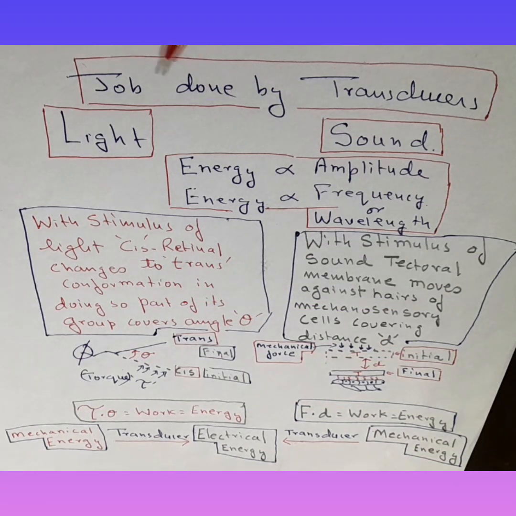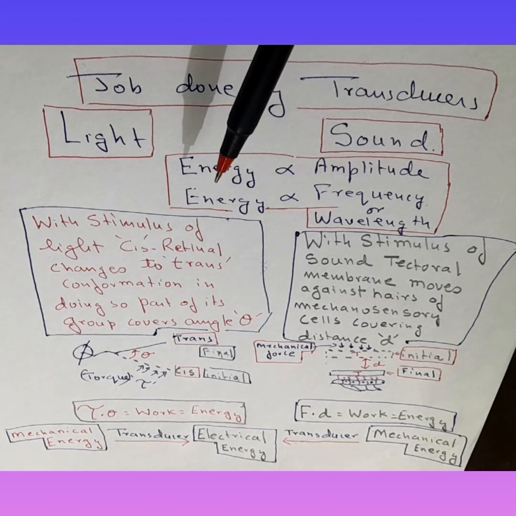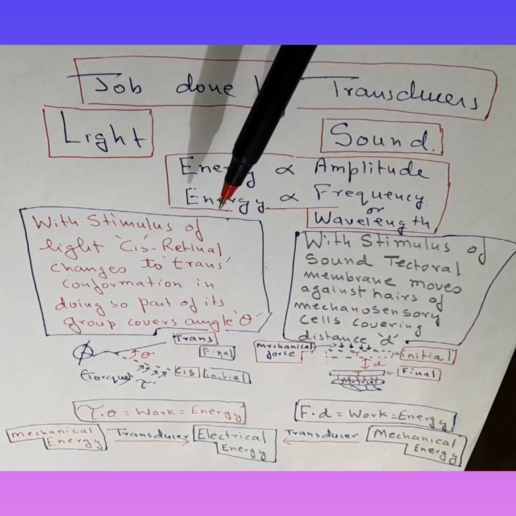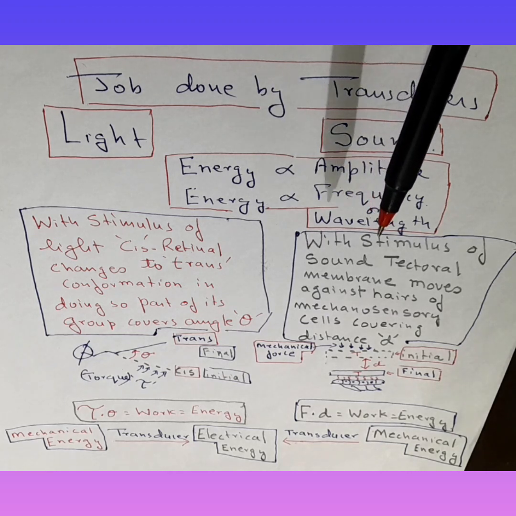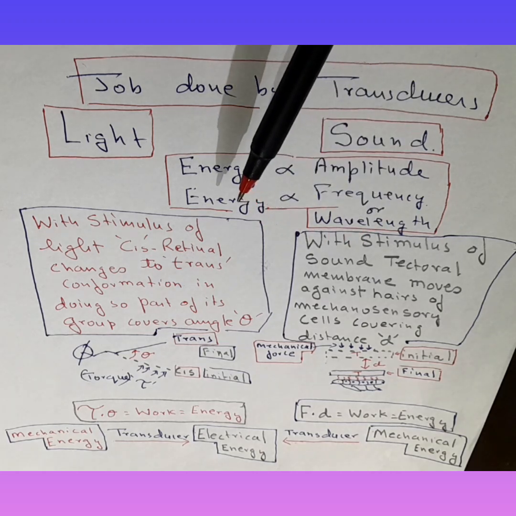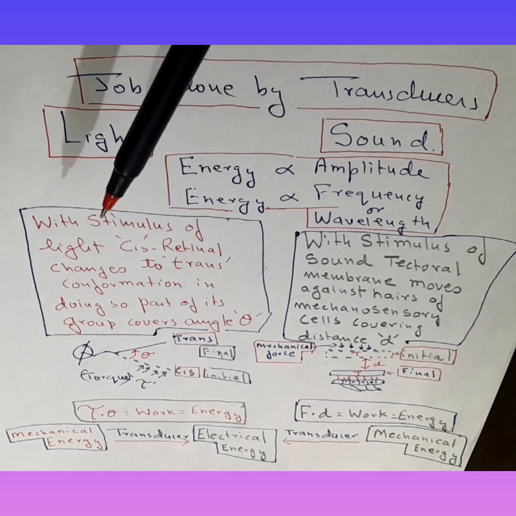Let's understand the job done by transducers in the case of light and in the case of sound. The basic thing that we have to keep in mind is that energy is directly proportional to amplitude. At the same time, it's also directly proportional to frequency, and when we say frequency, it also means wavelength. So the smaller the wavelength, the larger the energy. This is what we are going to keep in mind.